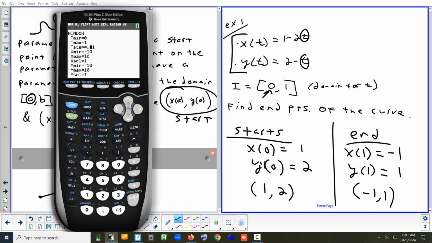All right, so now my graph is starting at 1, 2, and it's ending at -1, 1. What should my y max be? So the start and the end point are both on the screen.